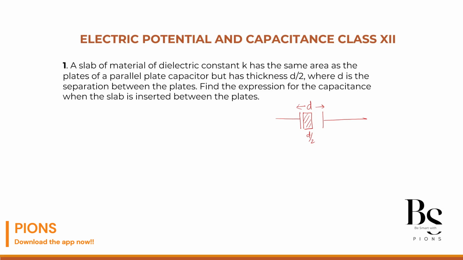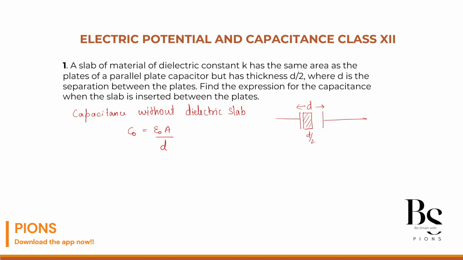And what's the dielectric constant of this slab? K. So first we will write the capacitance value without any dielectric slab. That is C naught, which is epsilon naught A by d, where A is the area of the plates, epsilon naught is the permittivity of free space, and d is the separation between the plates, right?